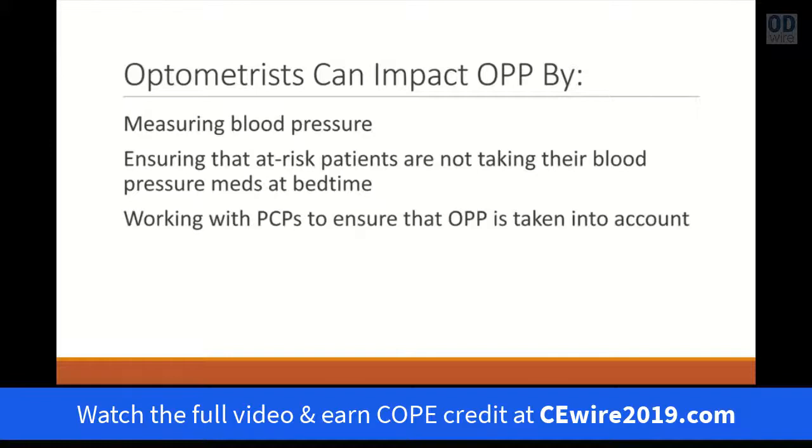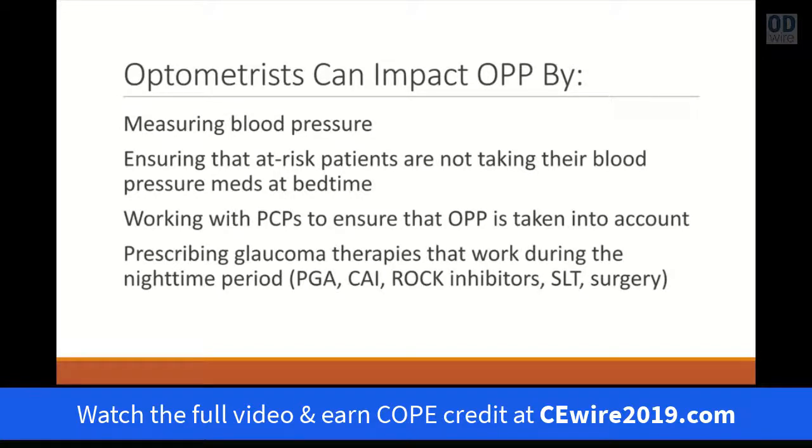So working with PCPs to ensure that ocular perfusion pressure is taken into account in glaucoma patients is important, and it helps foster that interprofessional relationship. We also want to prescribe glaucoma therapies that work during the nighttime period. Prostaglandin analogs, carbonic anhydrase inhibitors, Rho kinase inhibitors, SLT, and surgery all work reasonably well during the nighttime period, as opposed to alpha agonists and beta blockers, because they work on the autonomic nervous system. So they work less or basically not at all during the nighttime period.